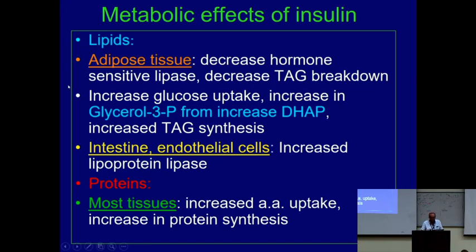So remember, adipose tissue picks up glucose. It's using glucose for its own energy needs. So it will have an ample supply of DHAP and glycerophosphate as a result. And that's the backbone used to esterify fatty acids from the diet or from de novo synthesis from VLDL, and you increase TAG synthesis.